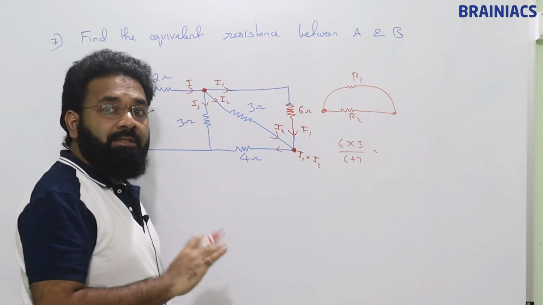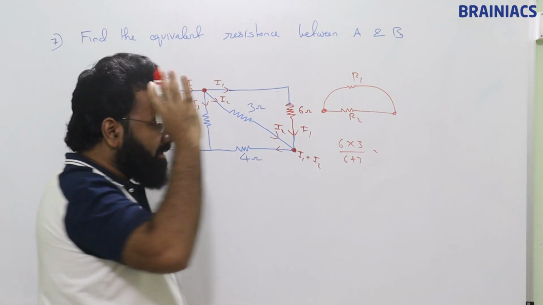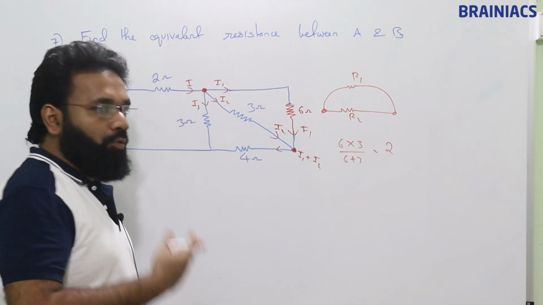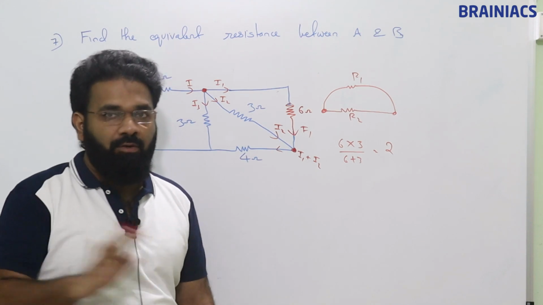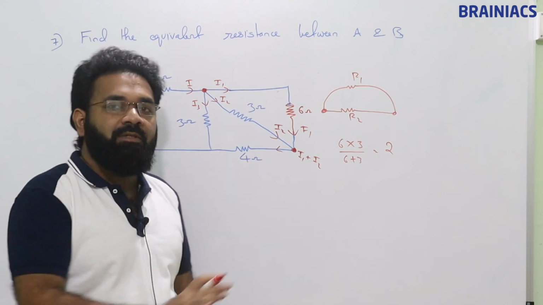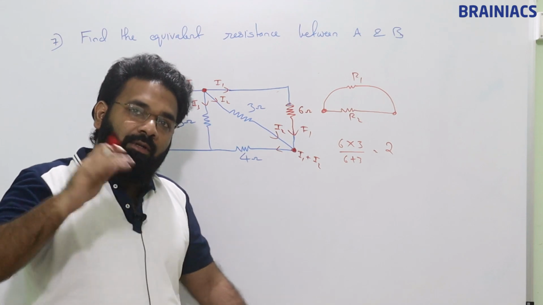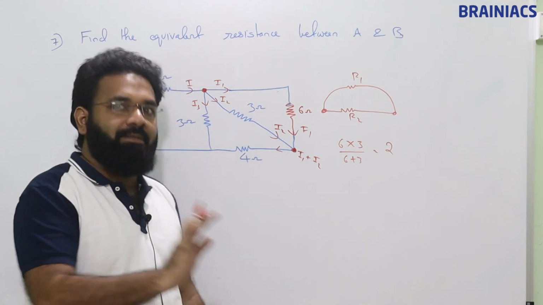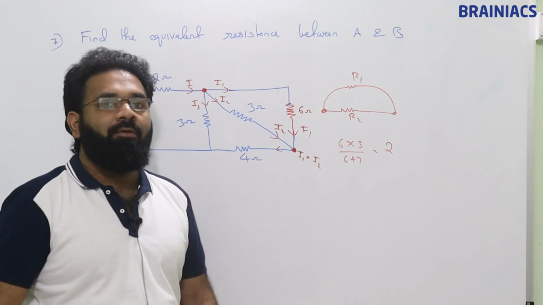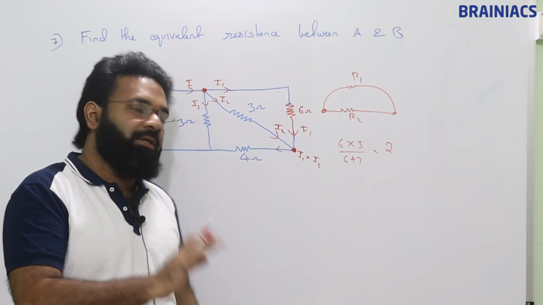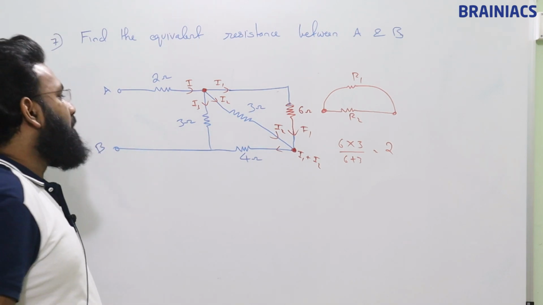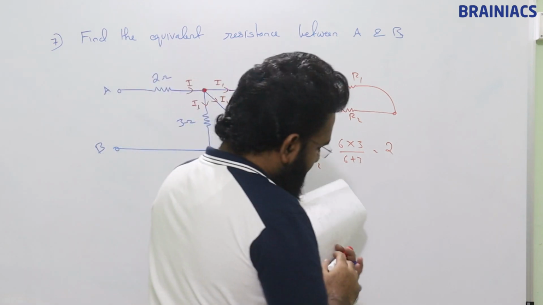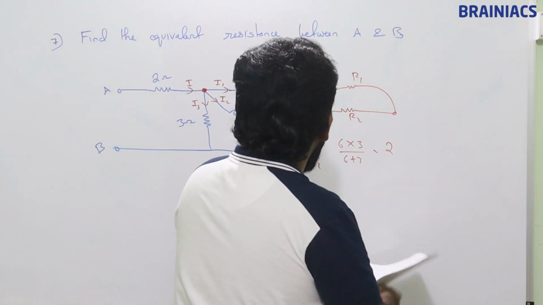When 6 and 3 come in parallel, you should immediately understand that it is 2. No need to calculate every time. 6 into 3 by 6 plus 3 is 2. Till you clear the exams, you should have this in memory: 6 and 3 parallel combination gives 2 ohm. So I will make this into 2 ohm, a single resistance.